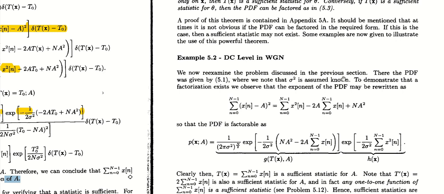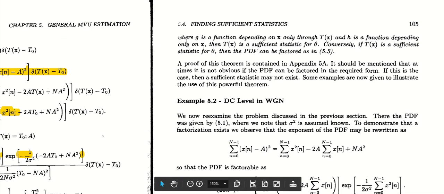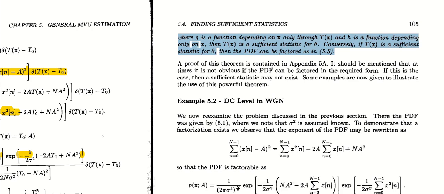So now we re-examine the problem discussed in this session. There the PDF was given, where we know that sigma squared is assumed known. To demonstrate that the factorization exists, notice this sentence. If T of x is a sufficient statistic, then the factorization will hold. If the factorization holds, then T of x is a sufficient statistic. So the description is two-way, a sufficient and necessary condition.